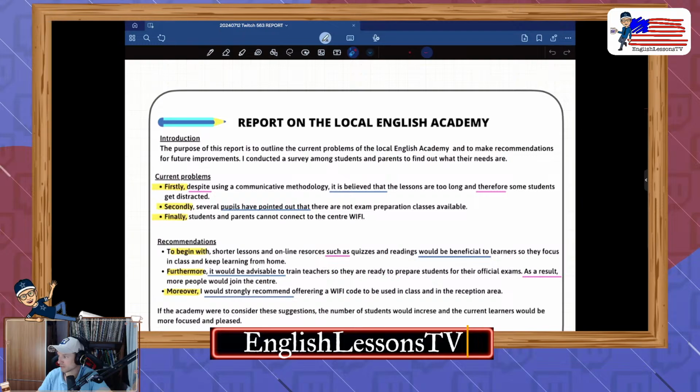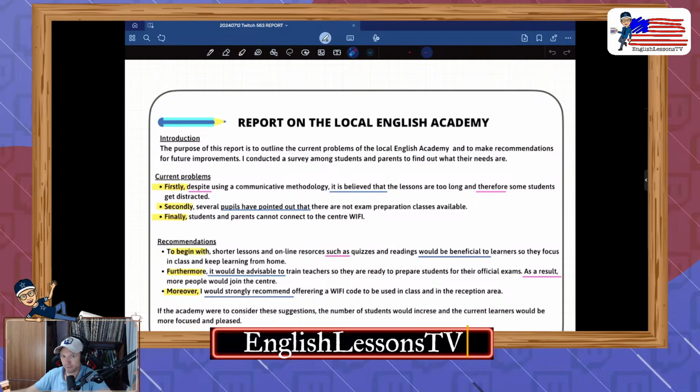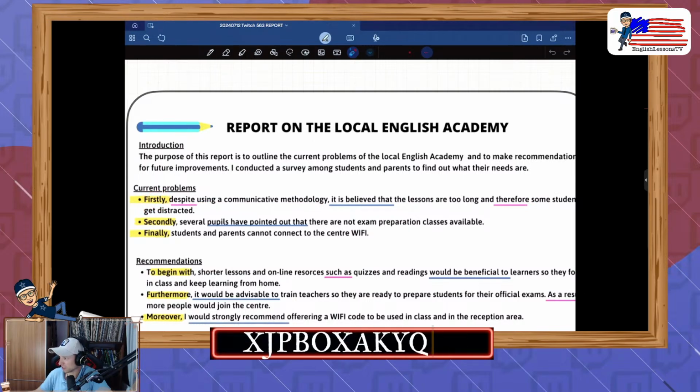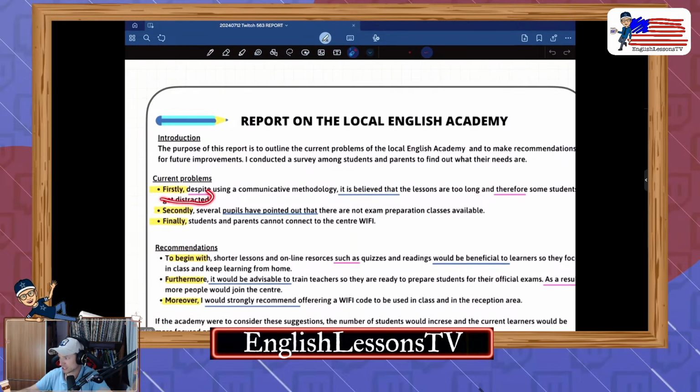So the purpose of this report is to outline the current problems of the local English Academy and to make recommendations for future improvements. Okay, I conducted a survey among students and parents to find out what their needs are. Current problems. Firstly, despite using a communicative methodology, it is believed that the lessons are too long and therefore some students get distracted. Second problem.